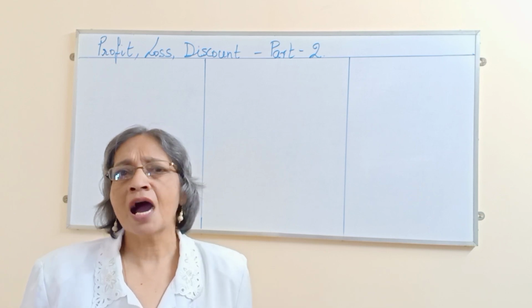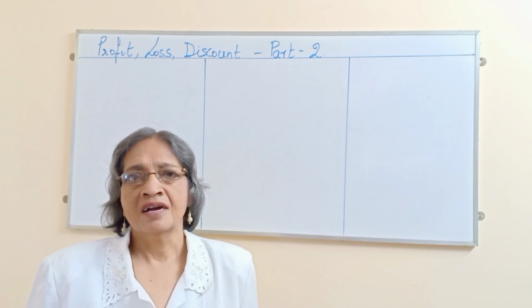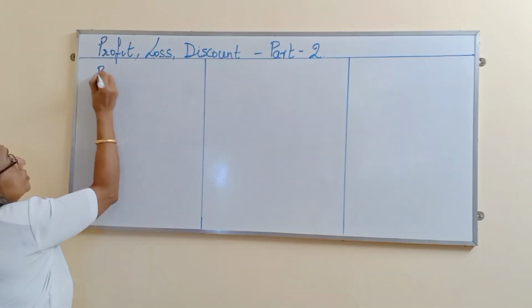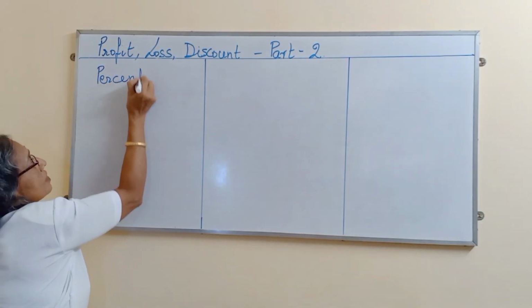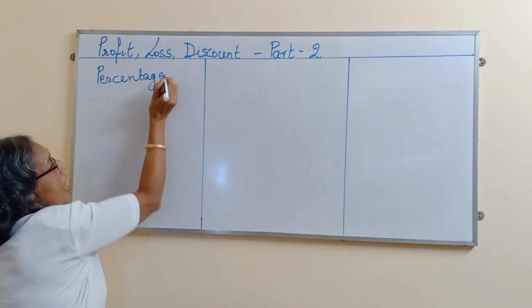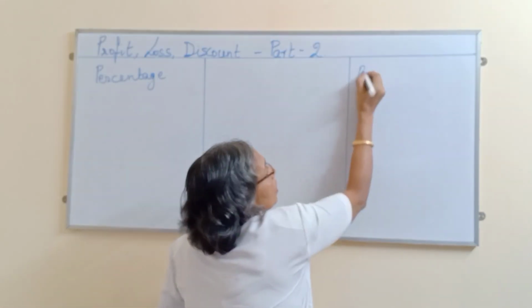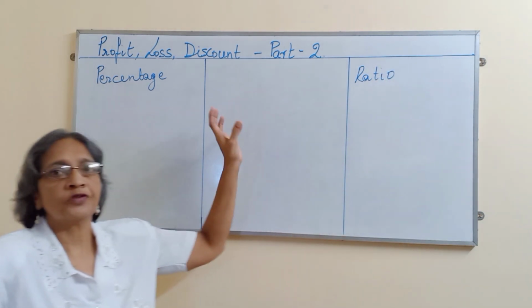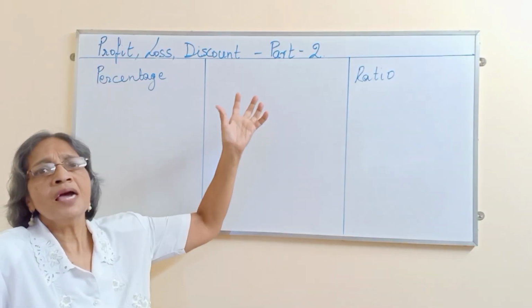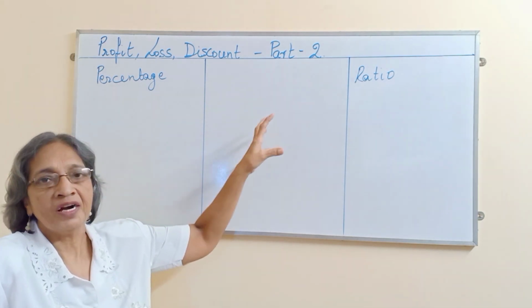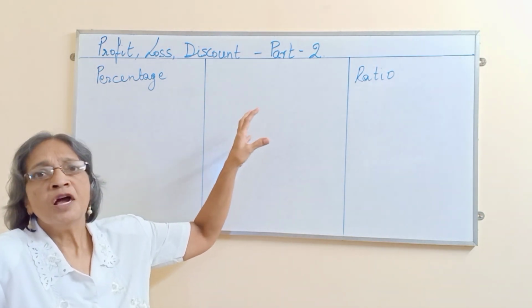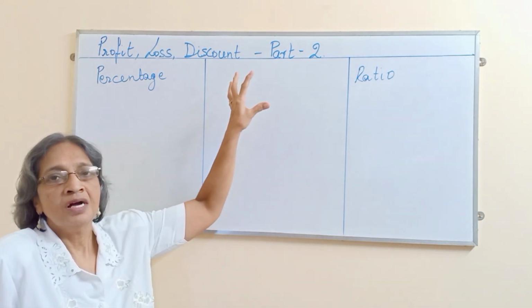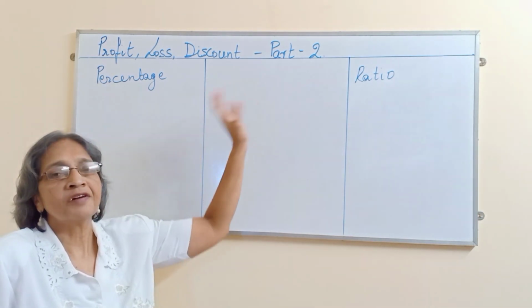So before we start with this, there is a correlation between percentage and ratio. This correlation is with all the three topics. So let's see how these three are correlated. And before we start solving the sums on profit and loss, let's take a little bit of a revision for both these topics.